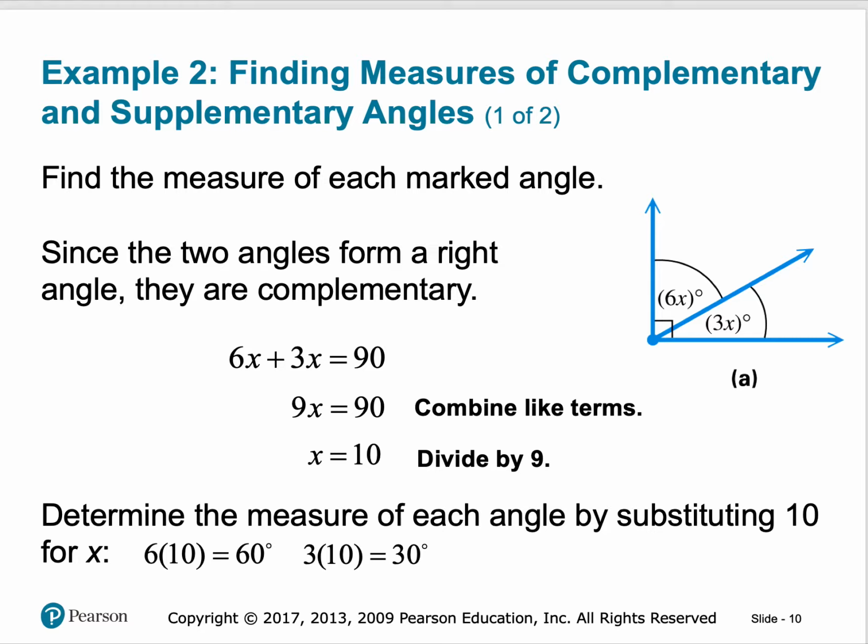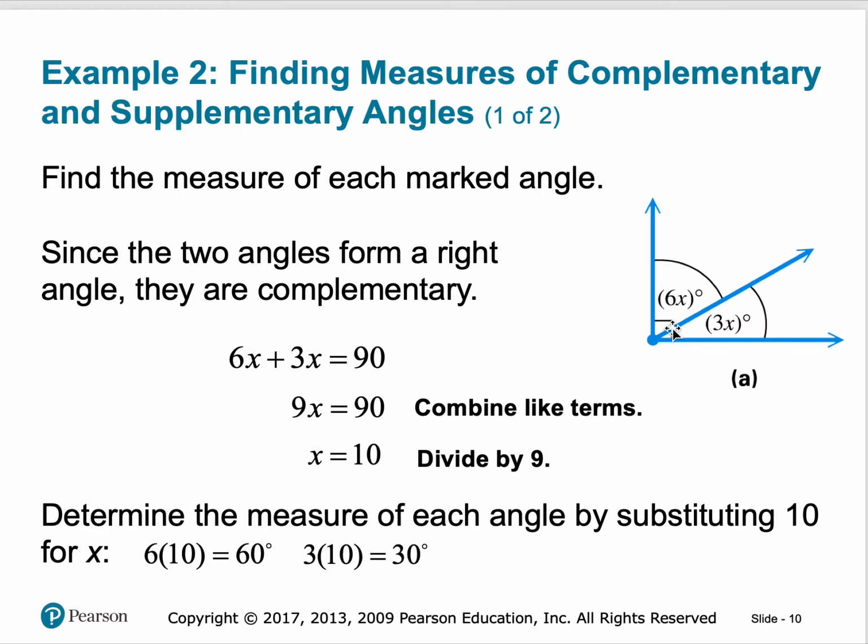This time, I'm giving you an angle with a variable in it, and I want to find the measure of each individual angle. Well, what I notice here is there's a little box. If we remember back to our angle information, this box tells me that these two angles combine to be 90 degrees.